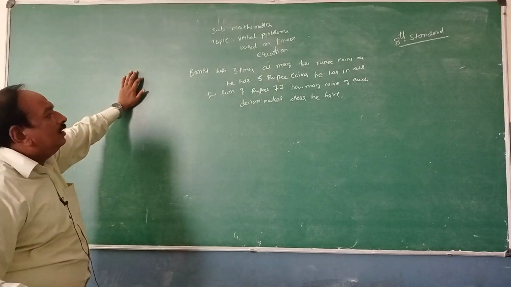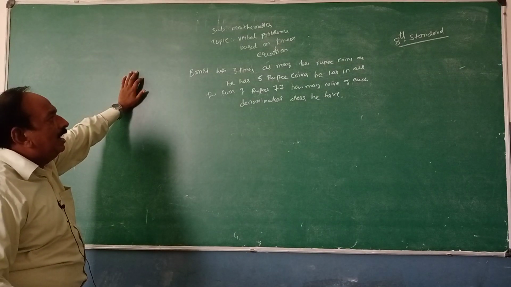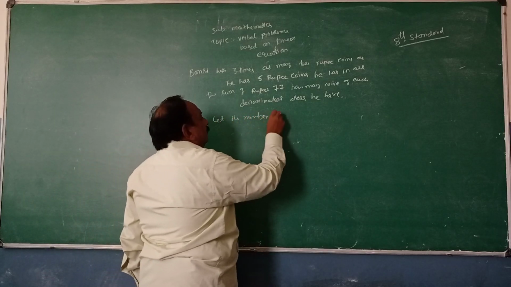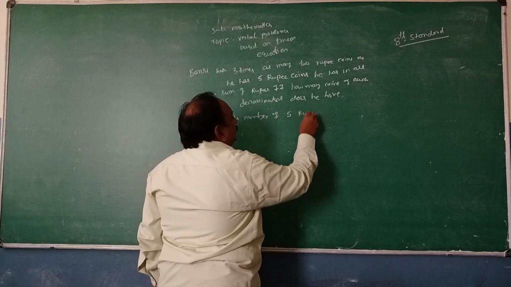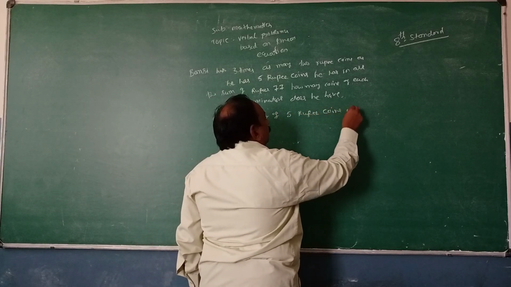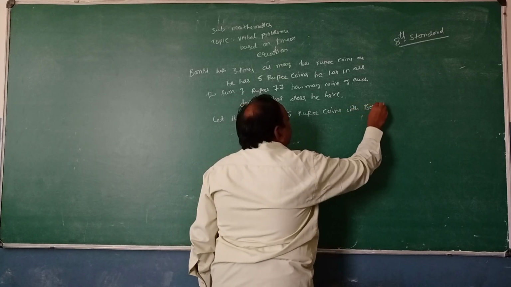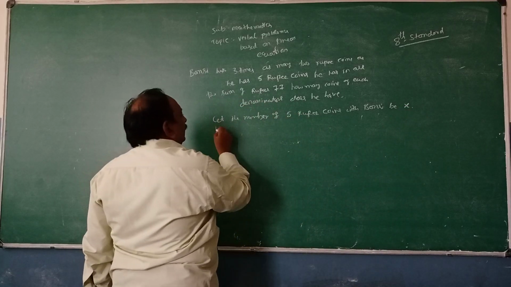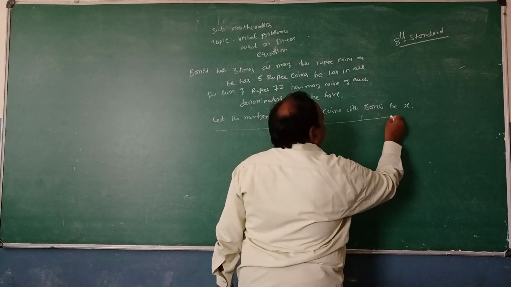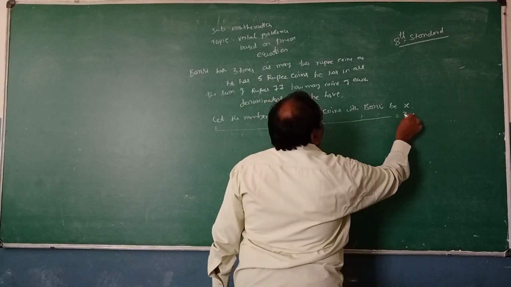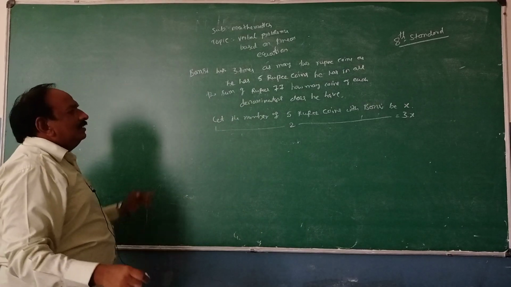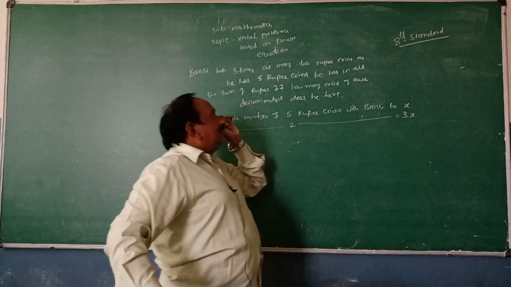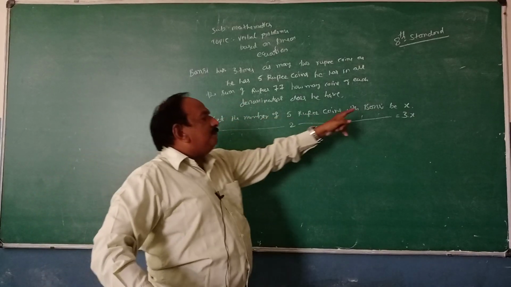How many coins of each denomination does he have? Let the number of 5 rupee coins with Bansi be x. Let the number of 2 rupee coins with Bansi be 3 times, that is 3x. Listen here. Let the number of 5 rupee coins with Bansi be x.